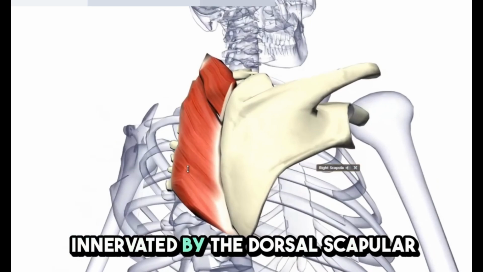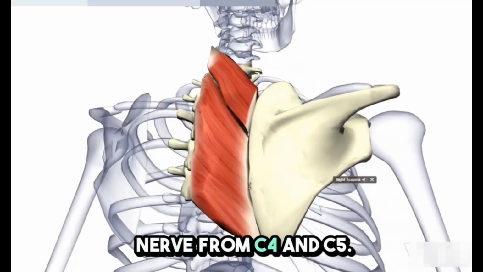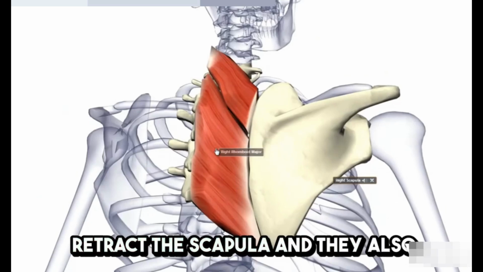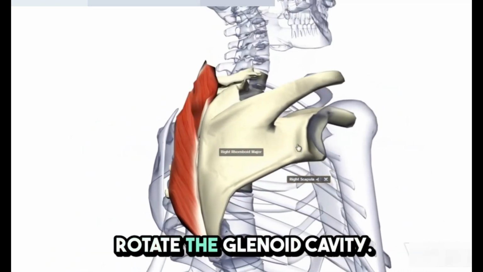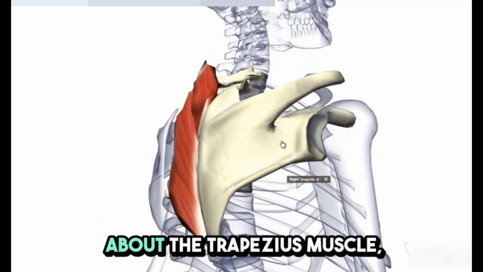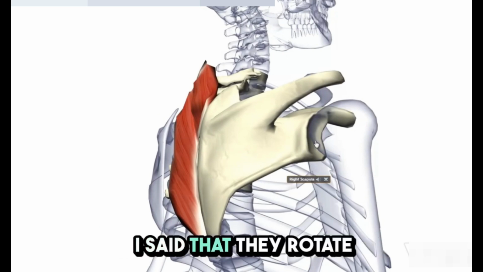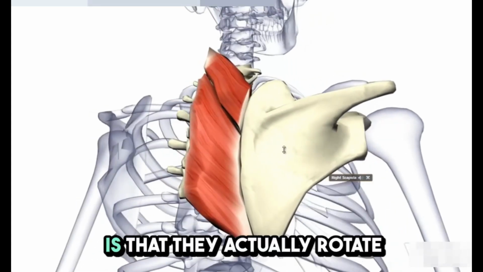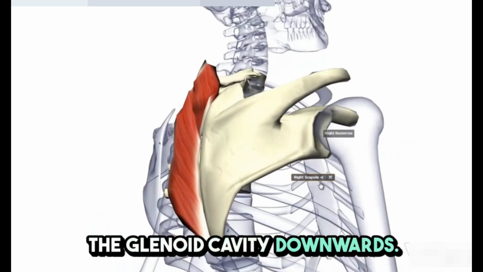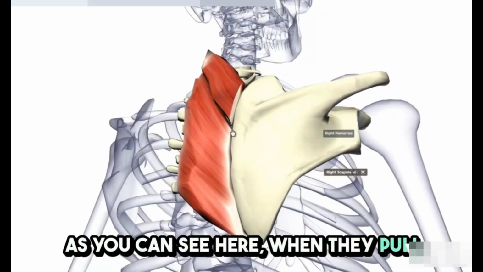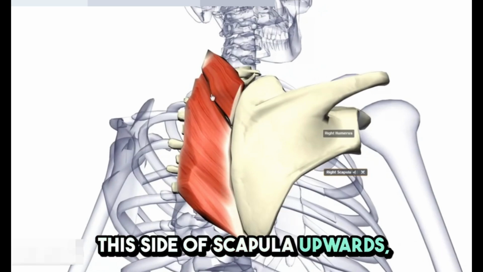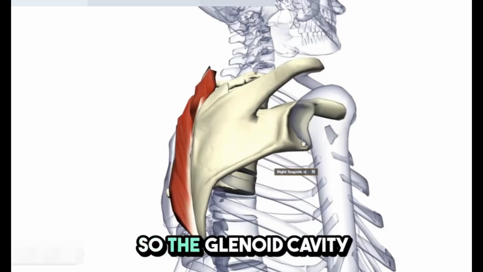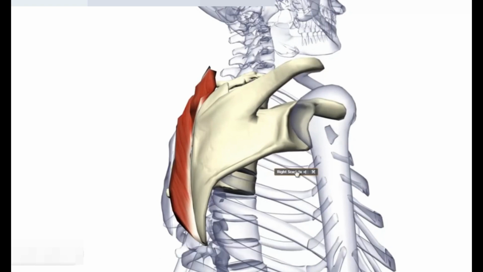It is innervated by the dorsal scapular nerve from C4 and C5. What they do is they retract the scapula, and they also rotate the glenoid cavity. But if you remember when I talked about the trapezius muscle, I said that it rotates the glenoid cavity upwards. What these muscles do is that they actually rotate the glenoid cavity downwards. So you can see here, when they pull this side of the scapula upwards, this side of the scapula has to go down. So the glenoid cavity rotates downwards.